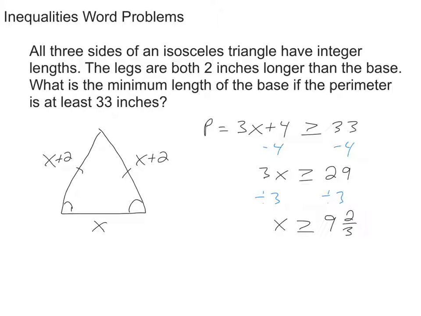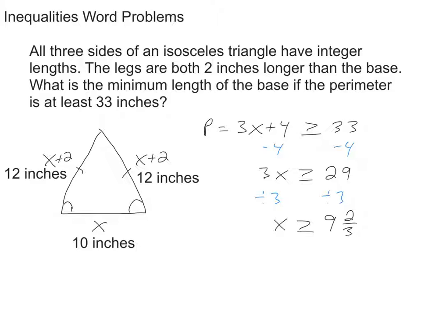And so I end up getting that x is greater than or equal to 9 2/3. And since all 3 sides have to be integers, that means that the smallest possible base would actually have to be bigger than 9 2/3, which would be 10 inches. This, of course, would make the 2 legs both 12 inches. And we can confirm from here that that does in fact have a perimeter of 34 inches, which is at least 33 inches. So just by drawing a good diagram, we were able to get this.